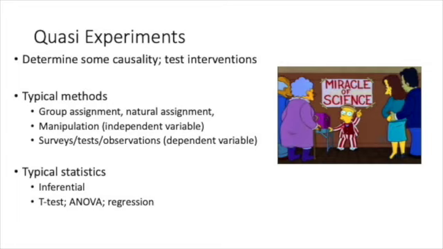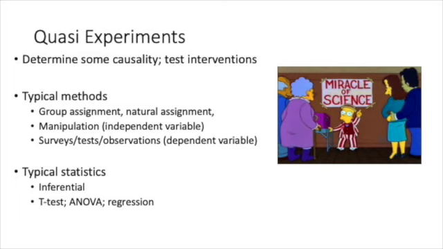Now, we call this natural assignment, but it doesn't have to occur naturally. For example, comparing smokers and non-smokers is considered natural assignment. Obviously, starting smoking or quitting smoking are choices. It's not a natural phenomenon like age. So what we really mean when we say natural assignment is assignment that happens outside of the researcher's control. If you're not choosing who is in treatment and who is in control, then that falls under the umbrella of natural assignment.